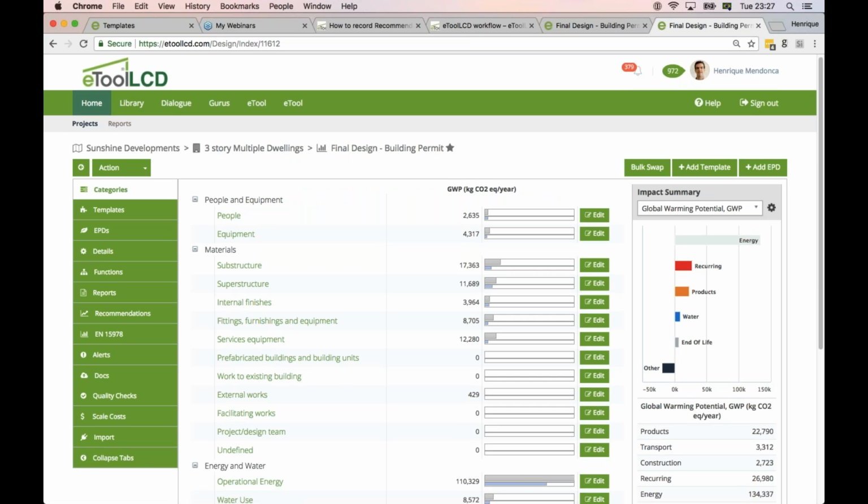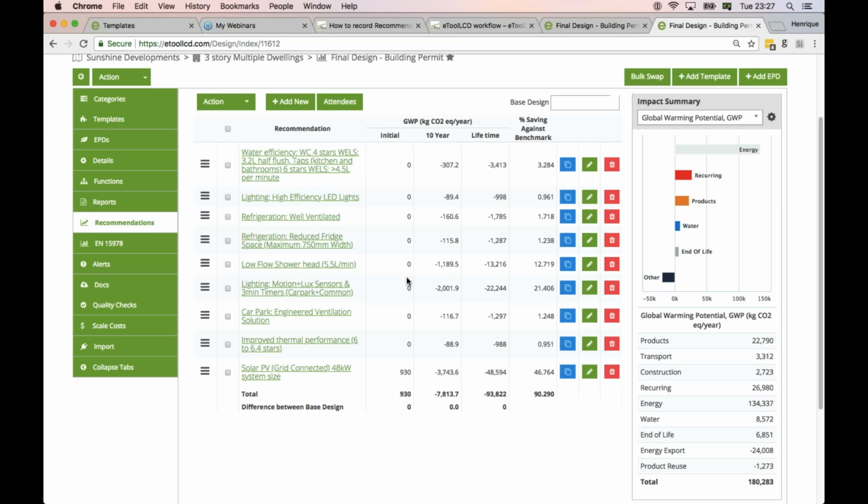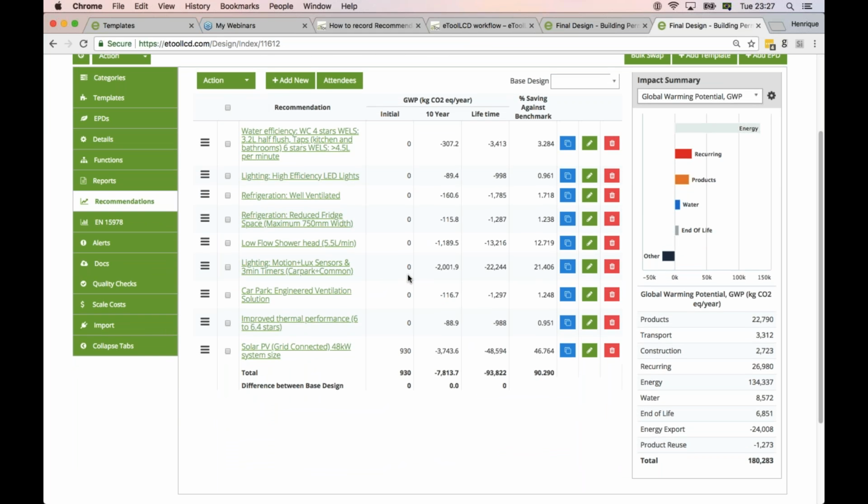What you do is, when you have your model done, you go into the recommendations and you start recording design changes and understanding the relevance. So what is the percentage savings each improvement will have against the benchmark, right?